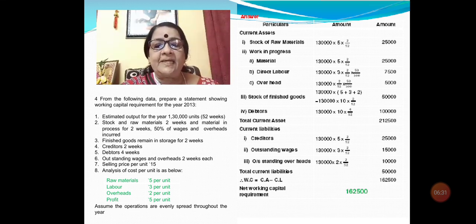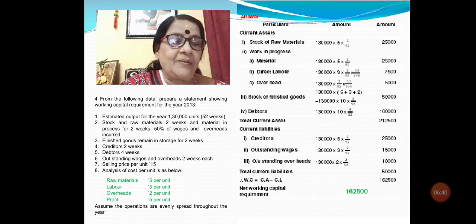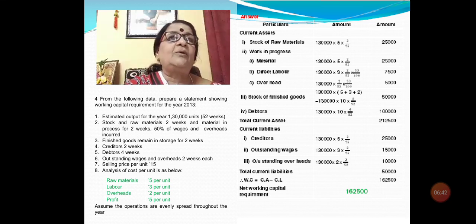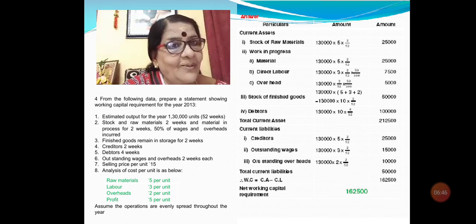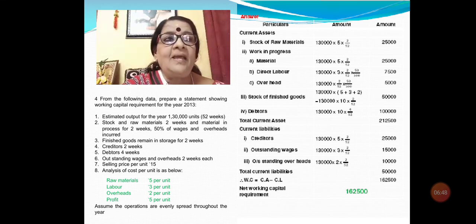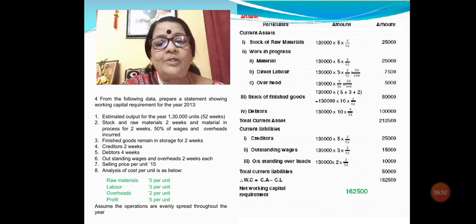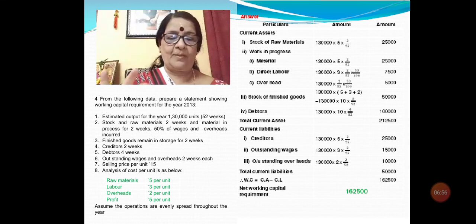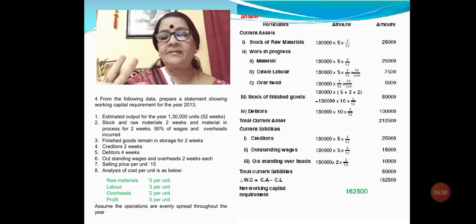Again, the next item is debtors. Debtors, 4 weeks they have taken. Debtors will always be calculated on what? Not purchases, sorry. Debtors will always be calculated on cost, just like finished goods is also calculated on cost of goods sold. So 1,30,000 into 10 into 4 by 52.